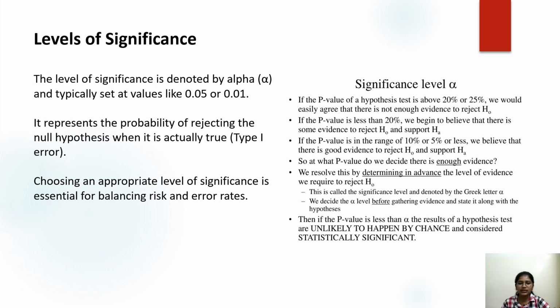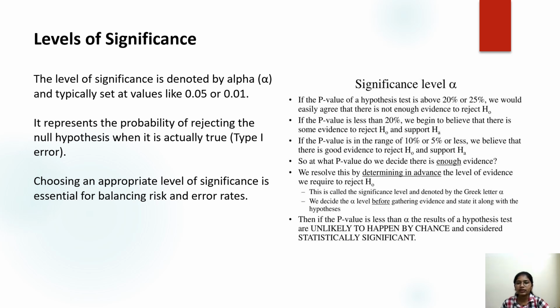Our next topic is levels of significance. The level of significance is denoted by alpha, that is typically set at values like 0.05 or 0.01. It represents the probability of rejecting the null hypothesis when it is actually true, that is type 1 error. Choosing an appropriate level of significance is essential for balancing risk and error rates.